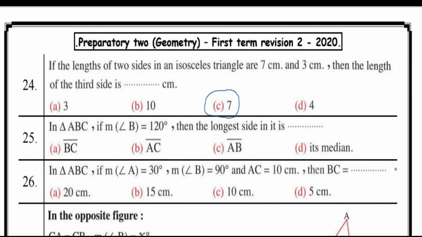In triangle ABC, measure angle B is 120 degrees, then the longest side: B is the greatest angle because it is obtuse. The opposite side of B is AC. In triangle ABC, measure A is 30, measure B is 90, AC is 10. B is 90, A is 30, AC is 10. So the side opposite to the angle 30 is half the hypotenuse. BC, opposite to 30, has length 5, half the hypotenuse.